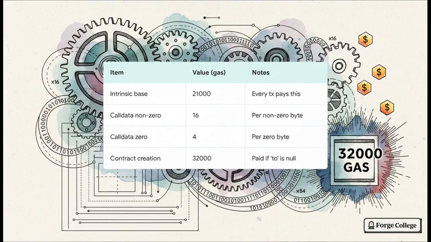We've got our intrinsic base fee, then a charge of 16 gas for every single non-zero byte of call data, which remember is just the data payload you're sending with your transaction. We also have 4 gas for every 0 byte. Oh, and if you're creating a brand new contract, there is a massive 32,000 gas surcharge for that.